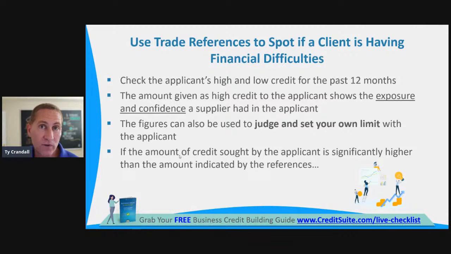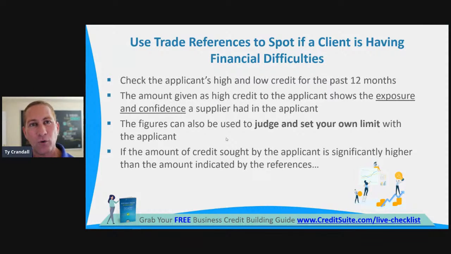So if you're actually doing this for an applicant, check the applicant's high and low credit for the last 12 months to see how much they're actually using. The amount given as high credit to the applicant shows the exposure and confidence of the supplier and the other credit issuers that are giving them that credit. And these figures can also be used to judge and set your own limit. So again, look at that on the credit report. See how much they're using. It'll tell you how much other people trust them, and it'll also give you an idea of how much you should give them. So you see how that works?